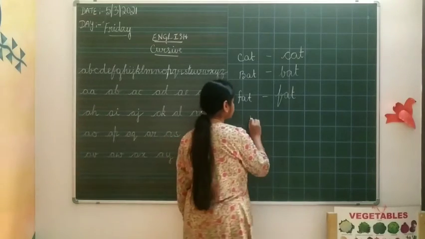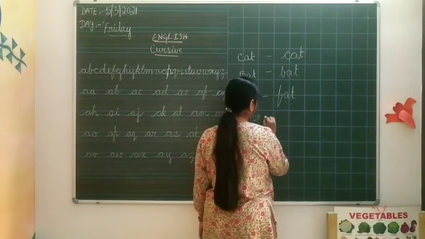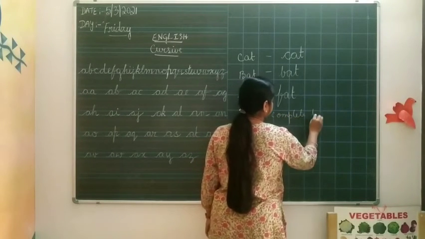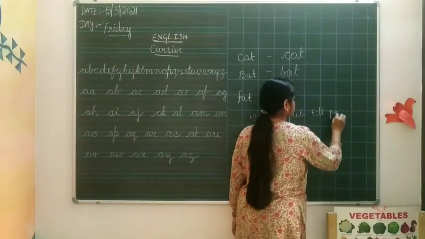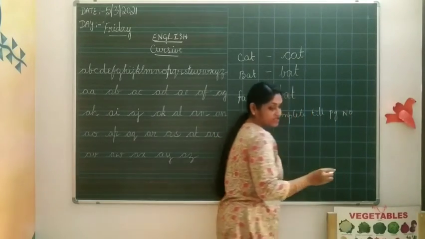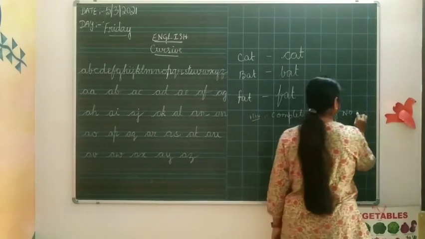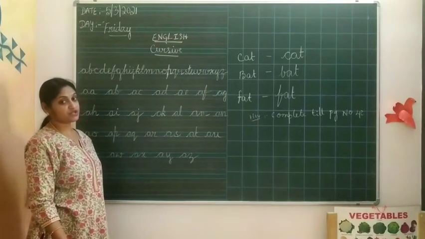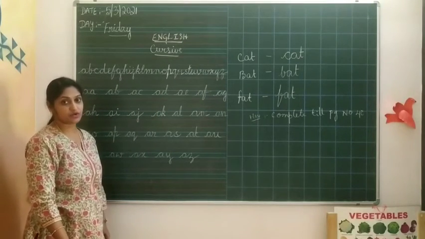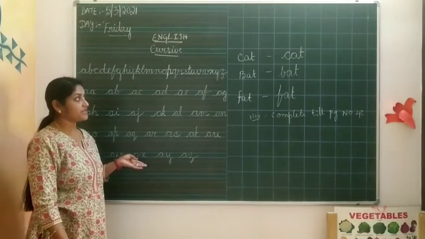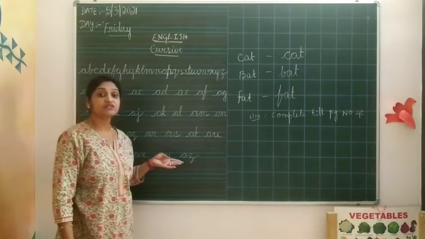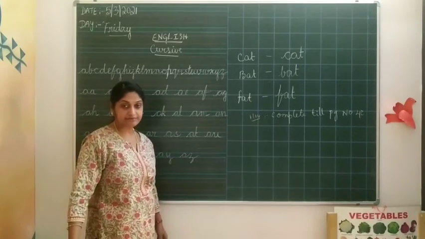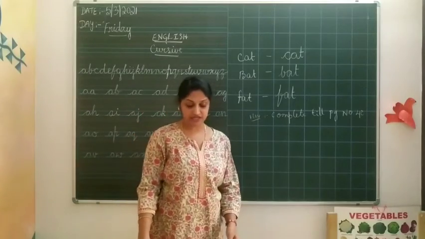The homework is to complete till page number 40 in your cursive writing book. Okay. These all are the A family. This we have taken because we have to learn how we can join and write. Okay, this is your cursive writing, children.